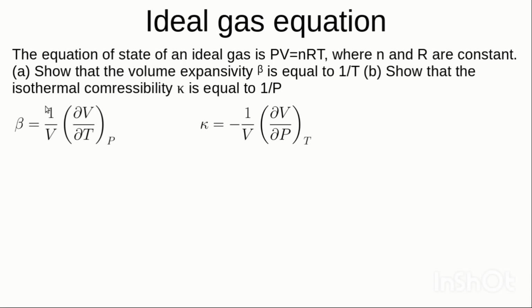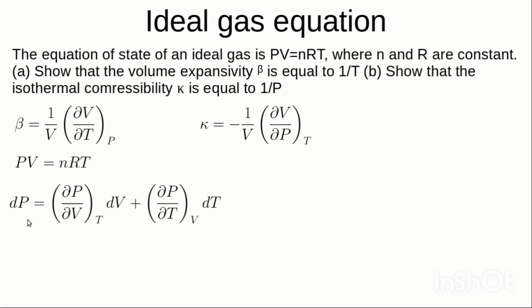Looking at this problem, from our ideal gas equation PV equals nRT, we want to find an expression for dV/dT. Now, if you notice, we have constant pressure, so take note of this P. At constant pressure, we have dV/dT. So what we want to find is a derivative of P with respect to V and T.